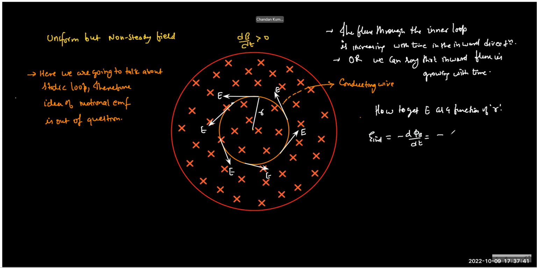And dφ by dt will be, since we have a flux which is inward, d by dt of minus, because we take inward flux as negative, B into πr², and πr² is constant here. So E induced into 2πr, no wait, E induced is πr² dB by dt.